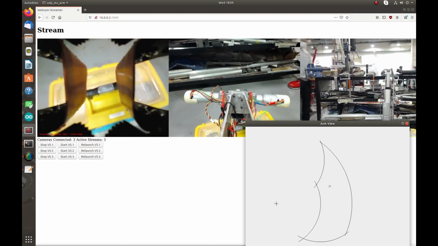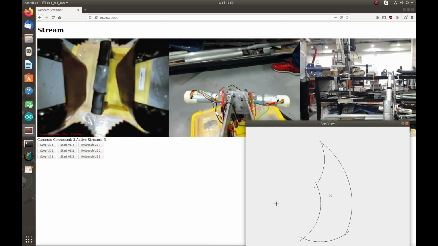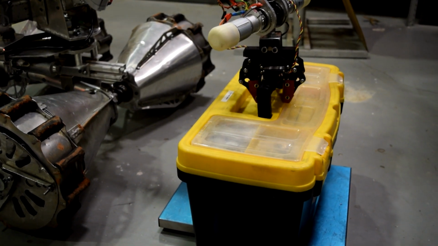This year, the arm is built using linear actuators, giving it extra strength for lifting heavy objects, as well as providing a substantial amount of stability and control. Here, we see it lifting 5 kilograms with ease.